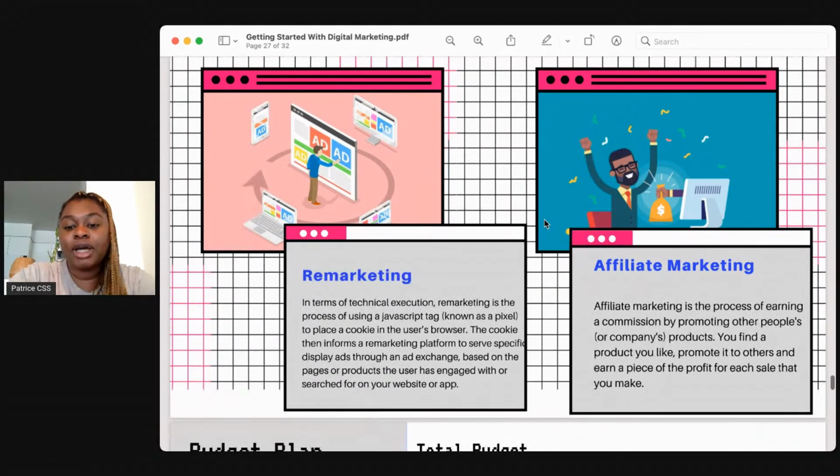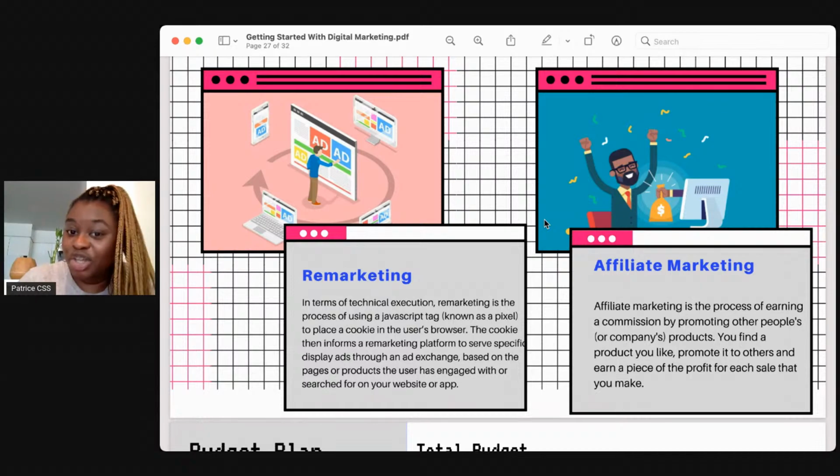Then you have affiliate marketing, and this is where you work with influencers, and every time they send someone to your page to buy something, they get a percentage, but you get a sale. So that's another great way to make sure that you're working with other people and making the most out of your influencer collaborations.